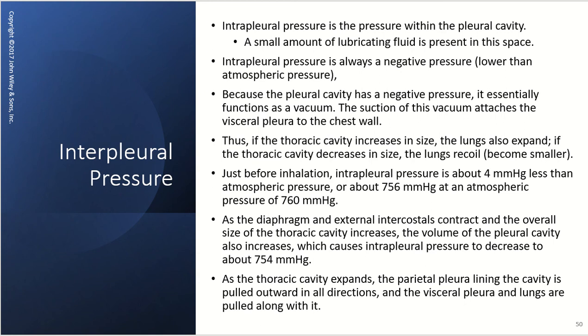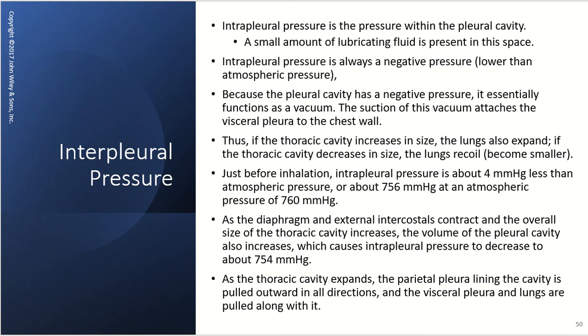Thus, if the thoracic cavity increases in size, the lungs are also going to expand. And inversely, if the thoracic cavity decreases in size, the lungs are going to recoil or become smaller. So just before inhalation, the interpleural pressure is about 10 millimeters of mercury less than the atmospheric pressure. So about 756 millimeters of mercury at an atmospheric pressure of 760 millimeters of mercury.